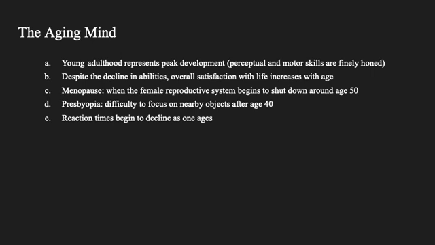The aging mind. Young adulthood represents peak development. Perceptual and motor skills are finely honed. Despite the decline in abilities, overall satisfaction with life increases with age. Menopause, when the female reproductive system begins to shut down around age 50. Presbyopia, difficulty focusing on nearby objects after the age of 40. Reaction times begin to decline as one ages.